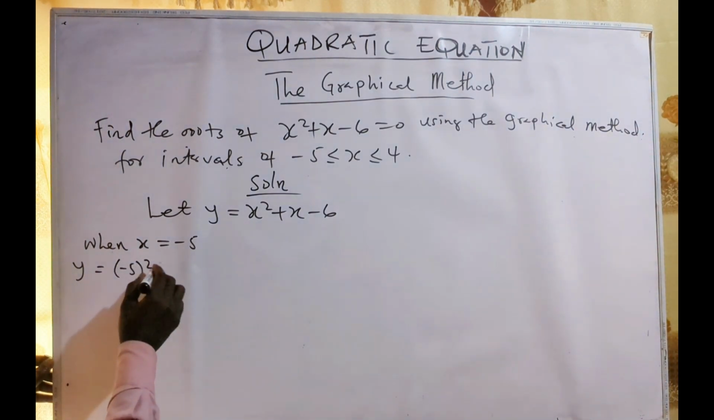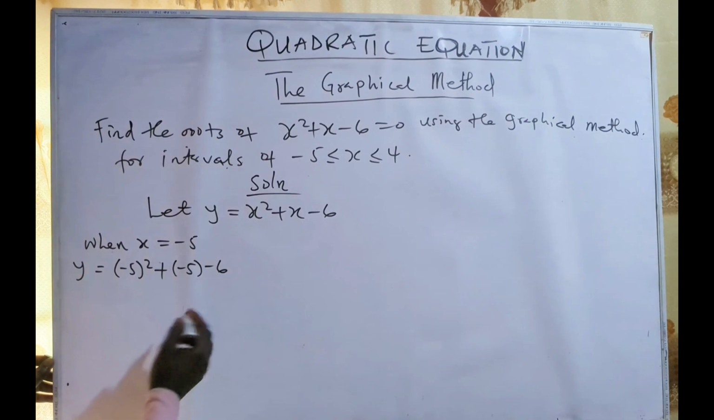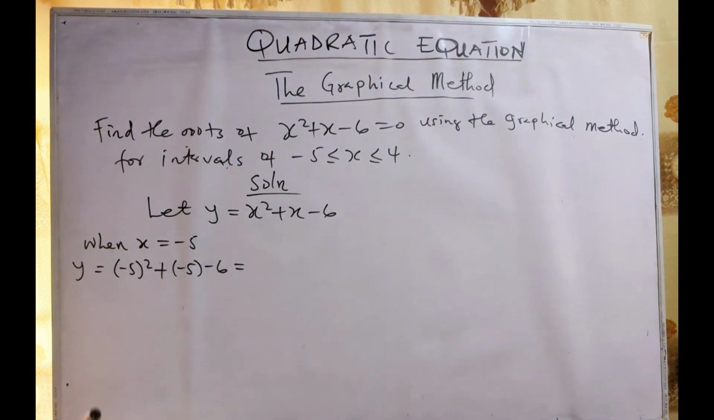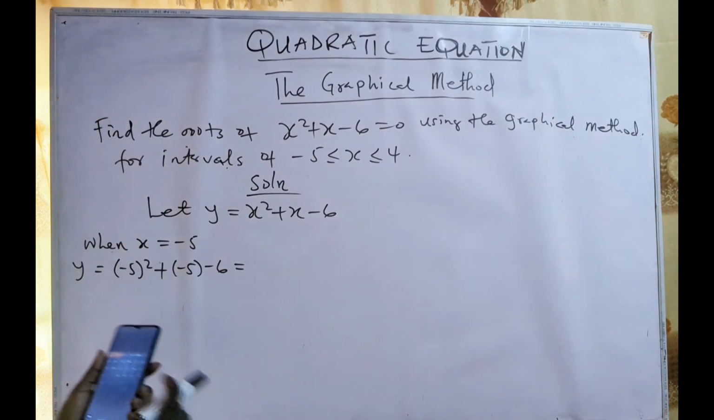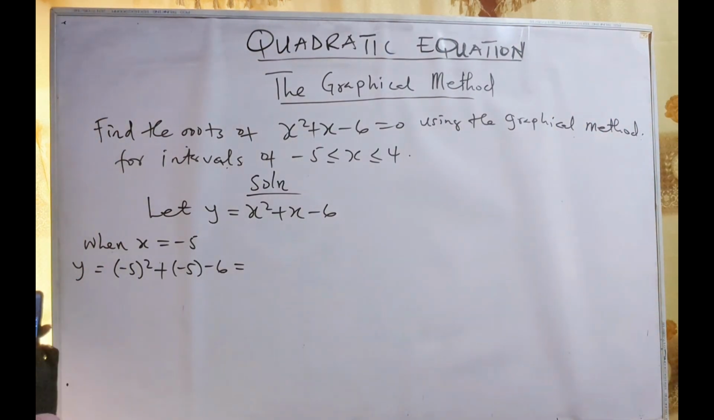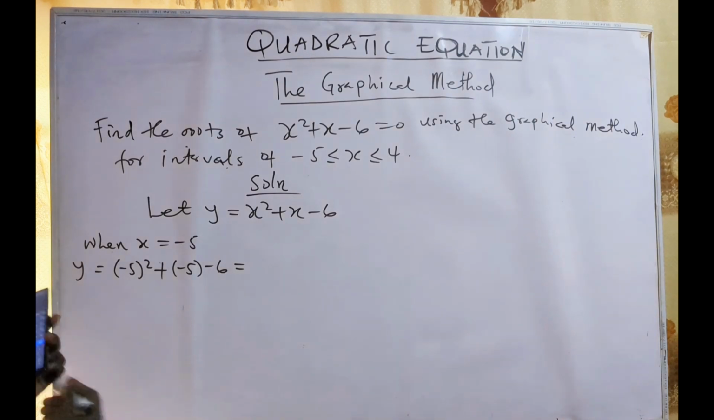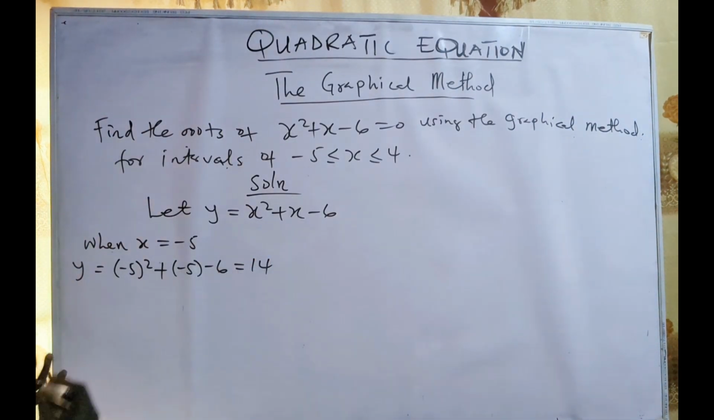-5 squared plus -5 minus 6, so that we can get the corresponding y value. All right, and then we get our points to do our graph. So we do substitution. We have (-5) squared plus -5 minus 6, and that will give us 14. So when x is -5, y is 14.